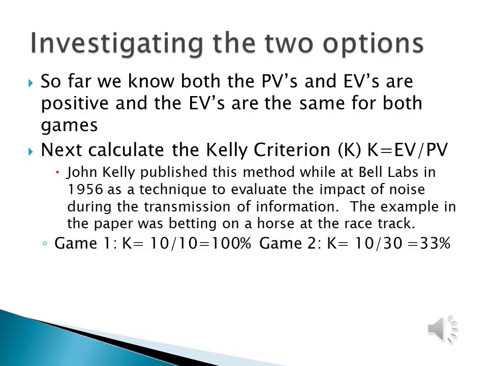In order to calculate the Kelly Criterion, which I'm referring to as K here, all we need to know is the EV divided by the PV. So since the EV of the first game is $10 and the present value of the first game is $10, the answer comes out to 100%. For game 2, the EV is $10 and the present value is $30. So the ratio is 33%.